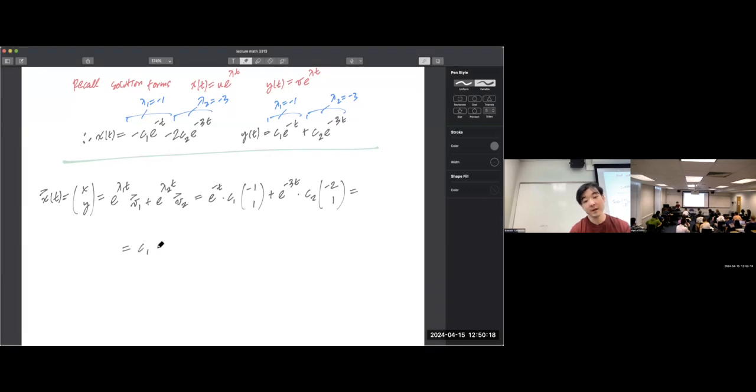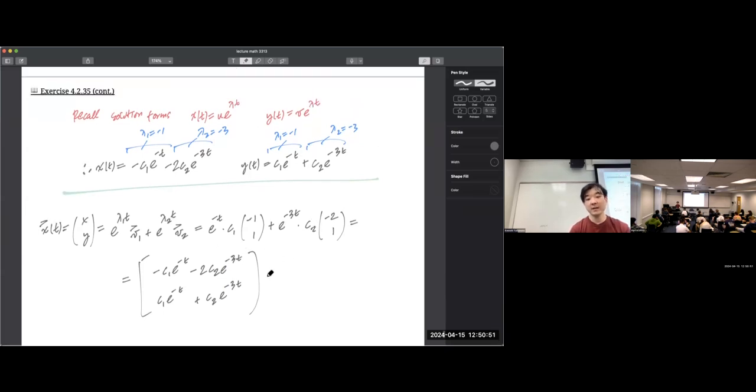So I'll just write it out. It's going to be negative c1 e to the negative t, and then this one is going to be -2 c2 e to the negative t. And then the bottom one is going to be c1 e to the negative t plus c2 e to the negative 3t. This is if you were to take each of these, like e to the negative t times c1 times the -1 is this. This one is like this multiplied by this one.